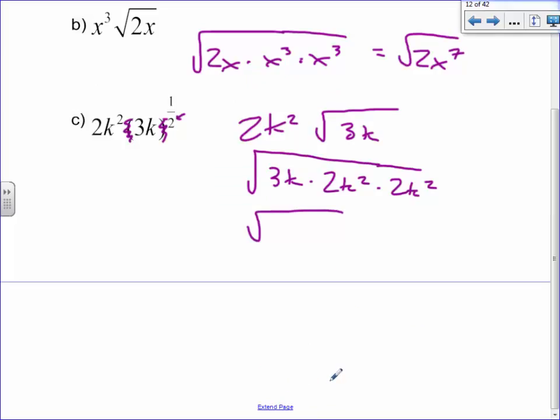Last step, put stuff together. 3 times 2 is 6 times 2, 12. And there's 5k's. Ta-da! That makes sense. Cool.